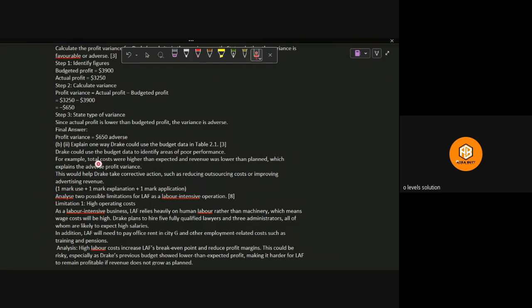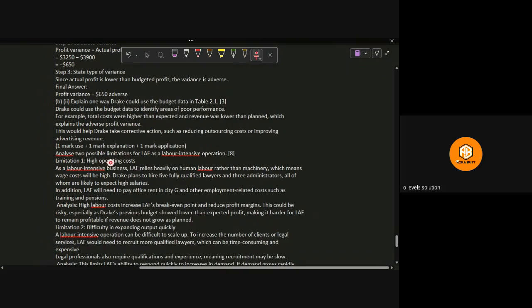For example, total costs were higher than expected and revenue was lower than planned, which explains the adverse profit variance. So this would help Drake take corrective actions such as reducing outsourcing cost or maybe improving the advertising revenue. That's how they will be able to increase revenue. The budgeted data will help him to see where he is lacking and how he will be able to correct it.